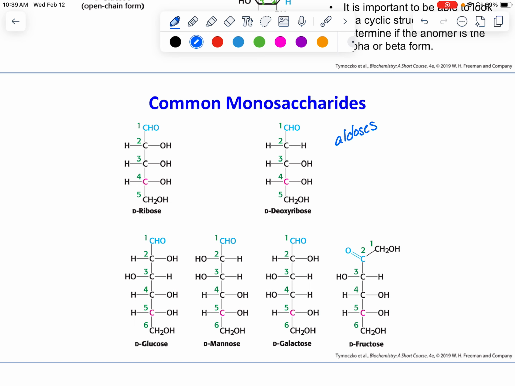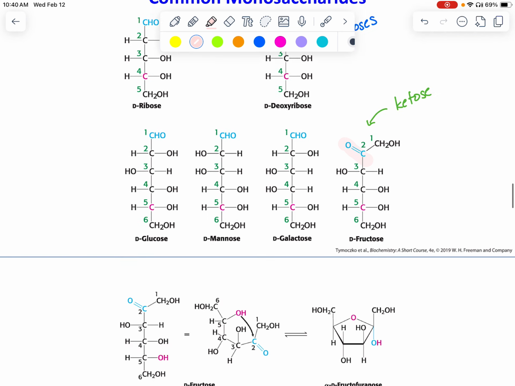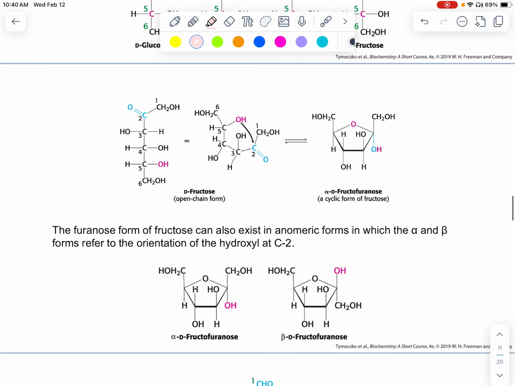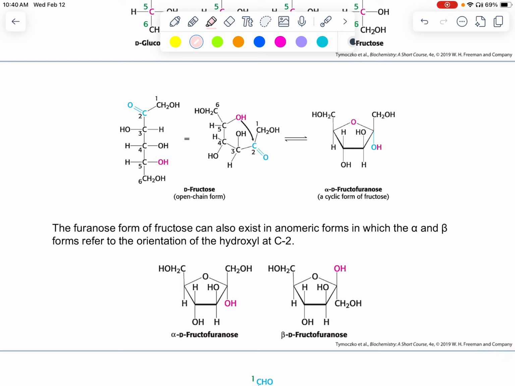Along the bottom we have several common ones: glucose, mannose, galactose. Let's take a look at fructose, because on this whole page, fructose is the only one that is a ketose, because it was a ketone. Now that carbonyl is not on that end carbon, but instead it's on the second carbon. Let's take a minute and look at what that does in our reactions.